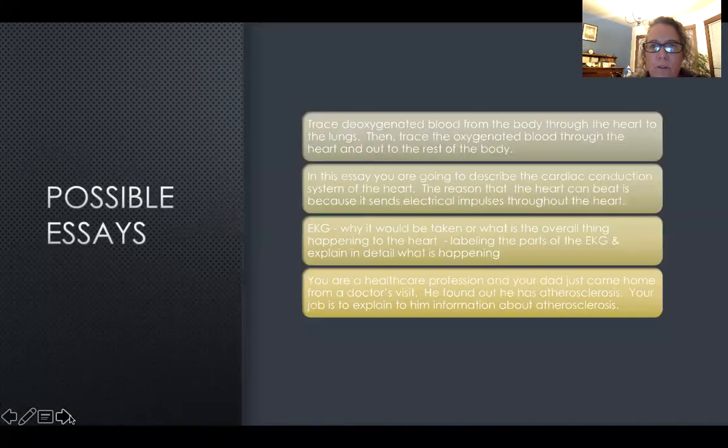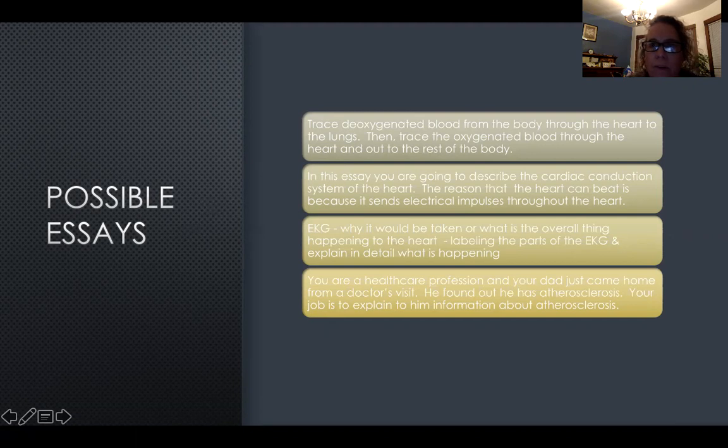First thing I'm going to do is just discuss what the four possible essays are, and then I'll go into depth discussing what sorts of things I'm looking for. The first essay is going to ask you to trace the deoxygenated blood from the body through the heart to the lungs, and then back once it becomes oxygenated through the heart and out to the rest of the body. The second essay, you are going to describe the cardiac conduction system of the heart.